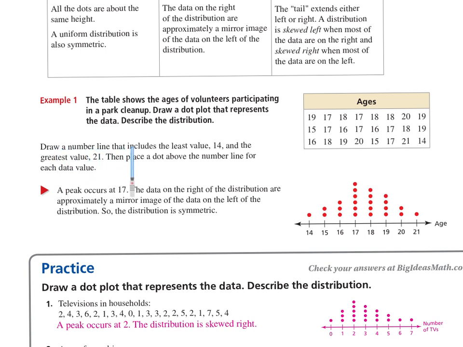Now it says draw a number line that includes at least the least value. So I'm showing you how to draw that number line. And the greatest was 21. So you have to make your line represent what your data has. And then we have a peak that occurs at 17, where the most of the data is the peak. And you can see 17-year-olds, they were the most represented in this dot plot. The data on the right of the distribution are approximately a mirror image of the data on the left, so the distribution is symmetric. So you can see it kind of goes down on both sides, so it's symmetric.